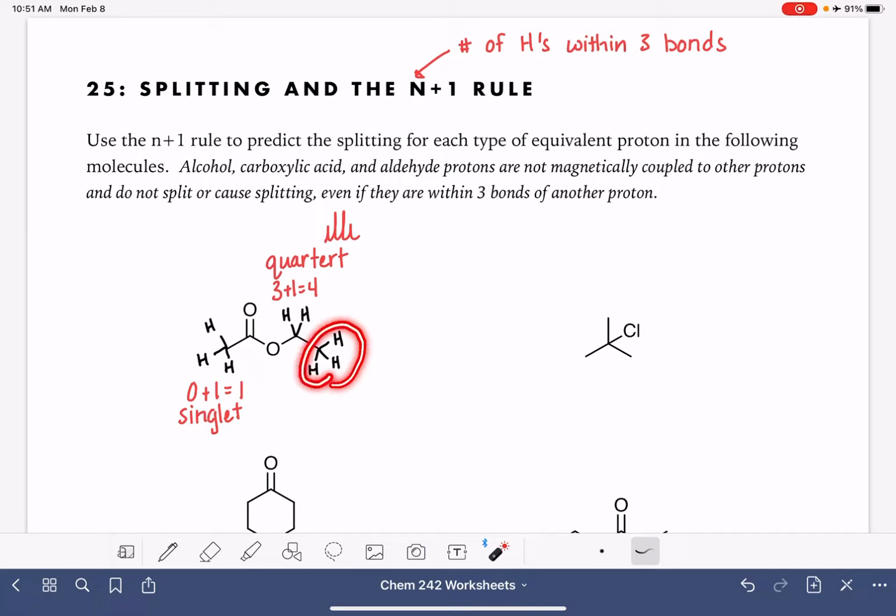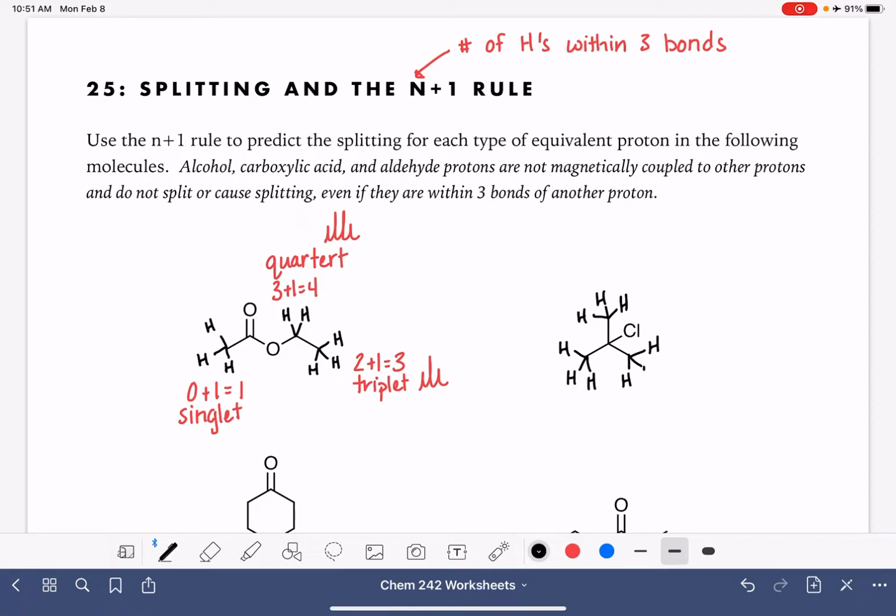These protons are also within 3 bonds. They are 1, 2, 3 bonds away from 2 hydrogens. So this is 2 plus 1, split into 3. That is a triplet. Looks like that. Let's practice again on our next one with the chlorides. So we'll draw the hydrogens on, which makes it easier for us to count.